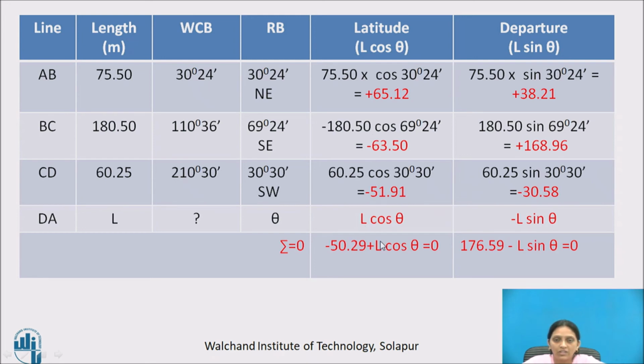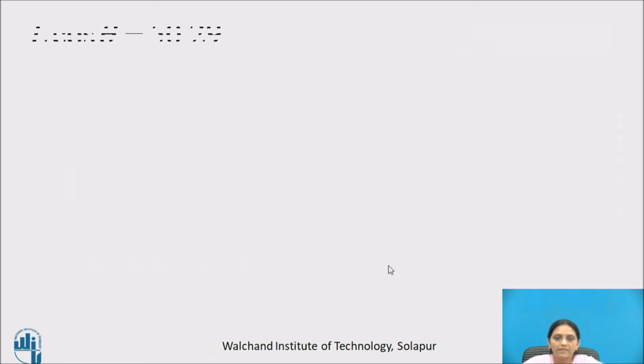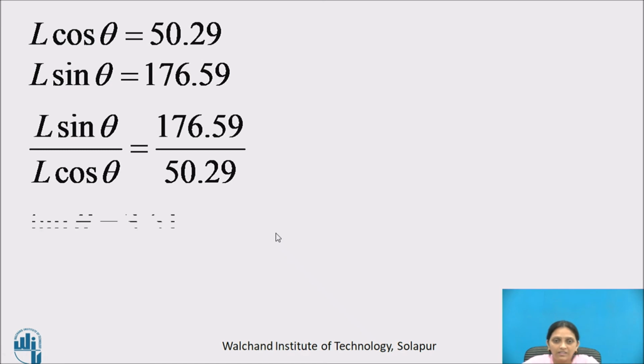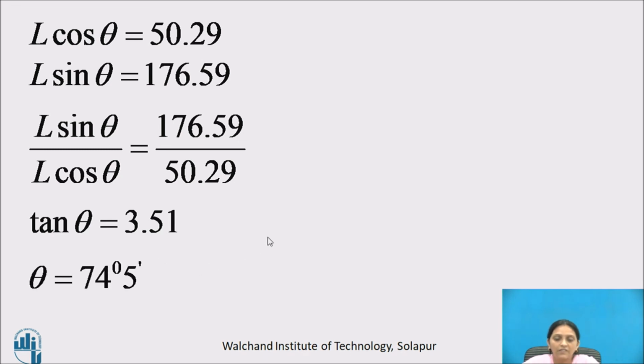As we know that the summation of all the latitudes must be zero, we get one equation from here. Summation of latitude is zero, so minus 50.29 plus L cos theta is zero. And summation of departure is zero, so we get a second equation: 176.59 minus L sin theta is equal to zero. So L cos theta is equal to 50.29 from equation 1, and L sin theta is 176.59 from equation 2. Just divide these two equations, L sin theta divided by L cos theta, and we get tan theta equal to 3.51. I hope you understand this, and from that you calculate theta, that is 74 degree 5 minute.